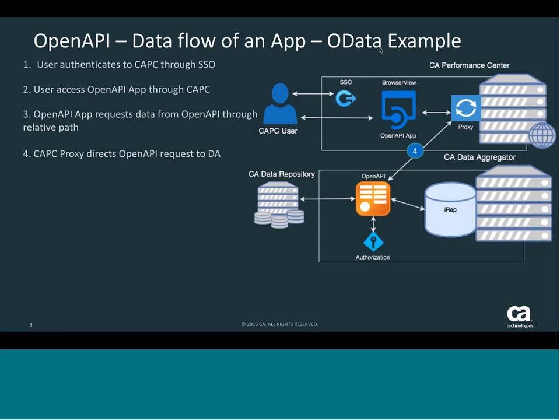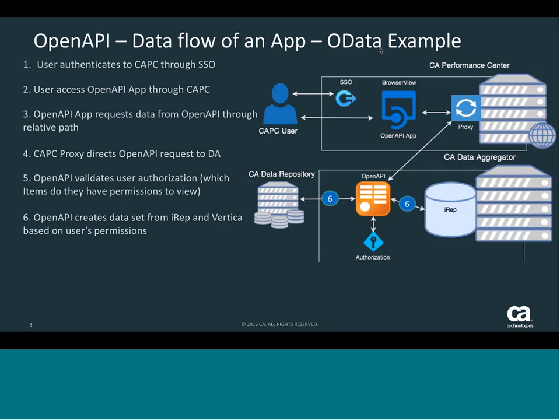So the CAPC proxy takes care of all the redirection and all the stuff that you never need to worry about. The OpenAPI will then use the context information to validate that user, make sure they have permissions to view what they're trying to view, get that information from our data repository, pass that back up into the CAPC proxy and back to the OpenAPI app. The nice part about this is the only parts that you need to worry about are really the app. Everything else we take care of for you, just to make it that much easier so you don't have to worry about that.